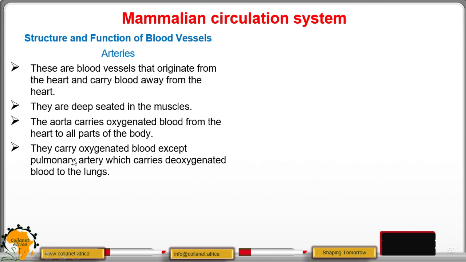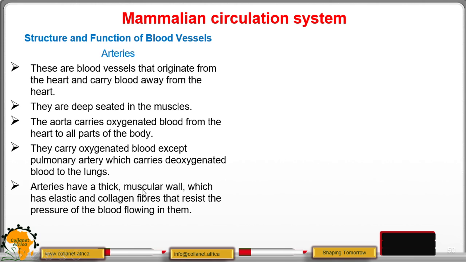Arteries carry oxygenated blood except the pulmonary artery, which carries deoxygenated blood to the lungs. That means the blood that has been brought from all parts of the body to the heart is pumped out to the lungs to receive oxygen through the pulmonary artery.